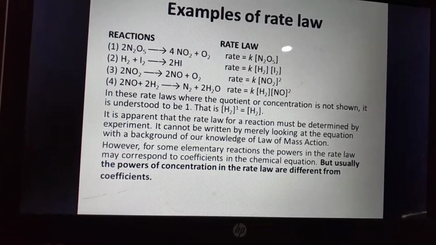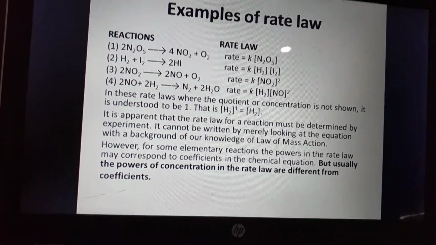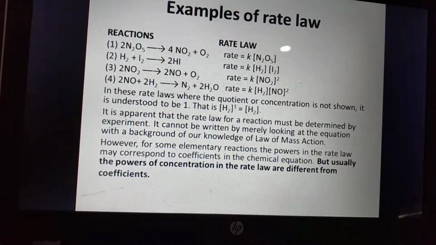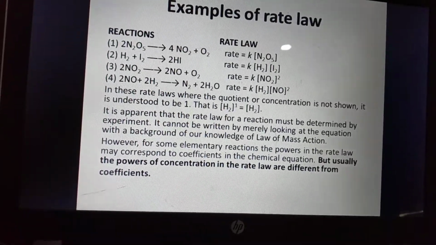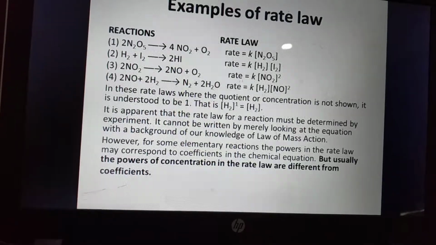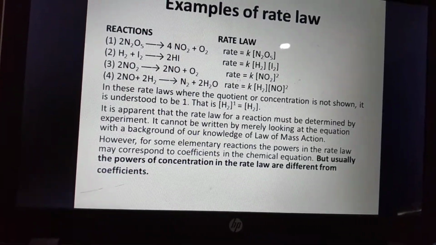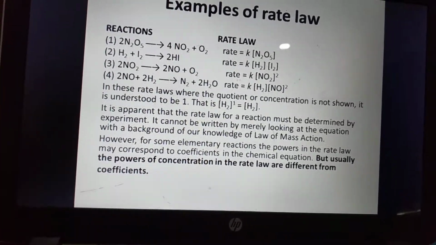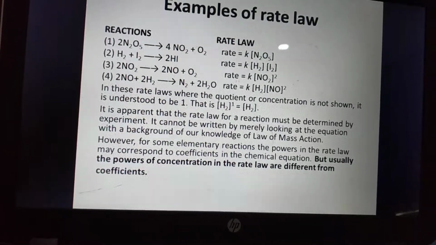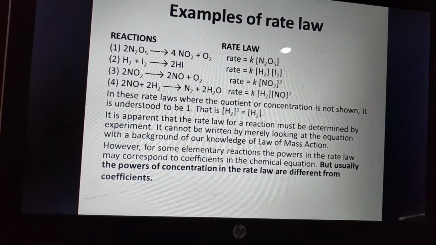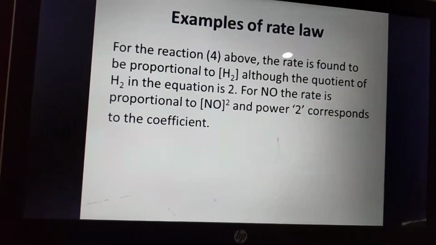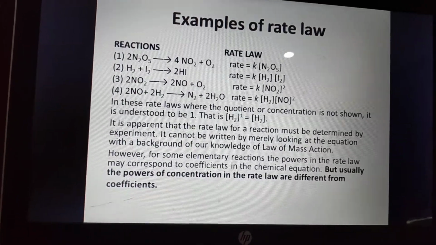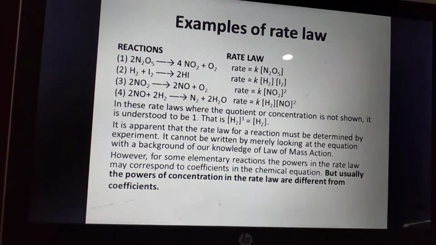It is apparent that the rate law for a reaction must be determined by experiment and cannot be written by merely looking at the equation, even with the background of our knowledge of the law of mass action. However, for some elementary reactions, the powers in the rate law may correspond to the coefficients in the chemical equation, but usually the powers of concentrations in the rate law are different from the coefficients. Take the above given reaction, 2NO plus 2H2.